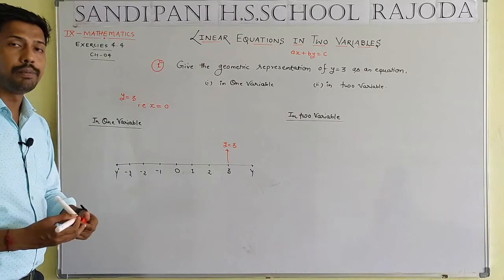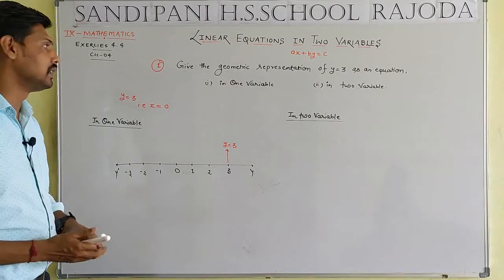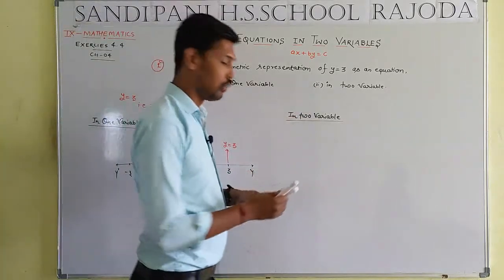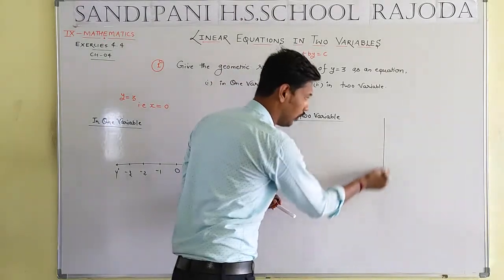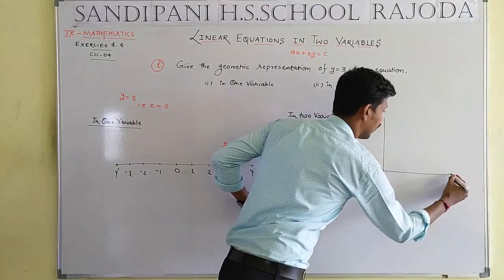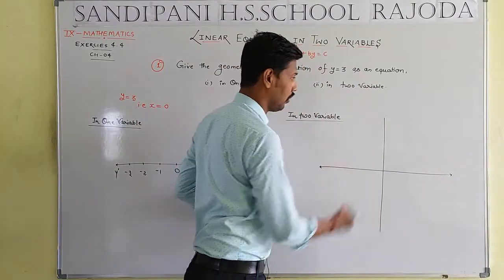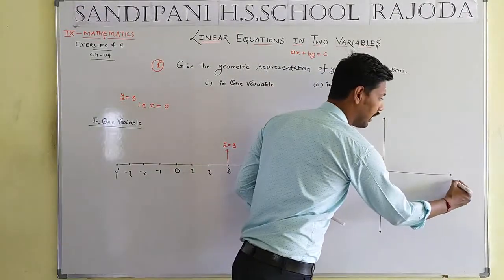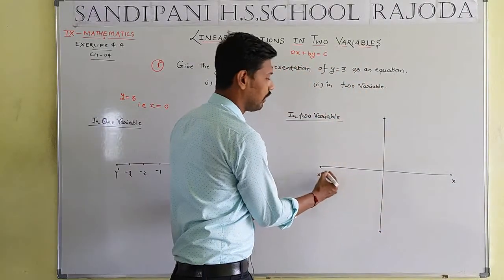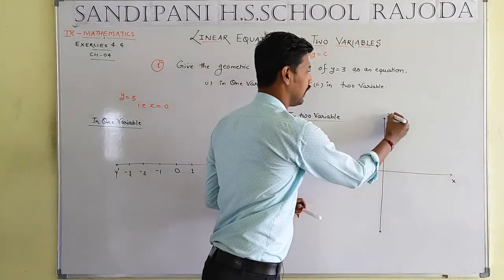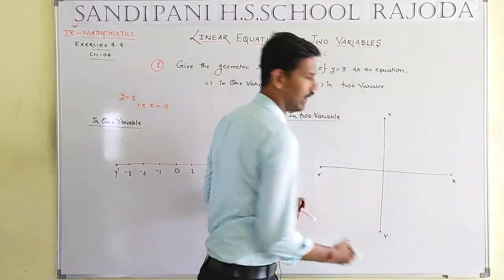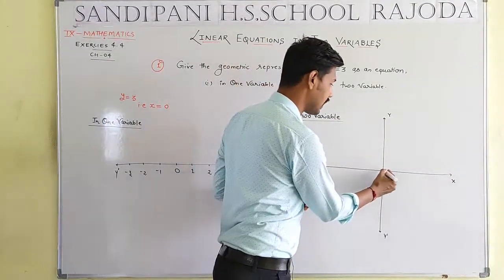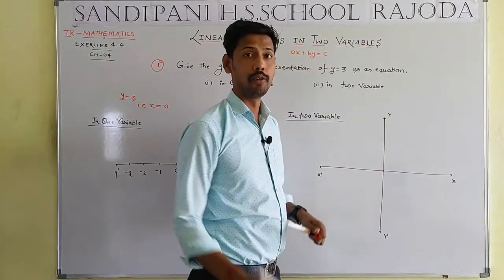A simple number line representation is known as one variable, but in the case of two variable, students, we have to draw two lines. That means a graphical representation method: a horizontal line and a vertical line. In the horizontal line, we take the positive x-axis and negative x-axis. In the vertical line, we take the positive y-axis and negative y-axis. Both are perpendicular to each other. The intersecting point is named O.